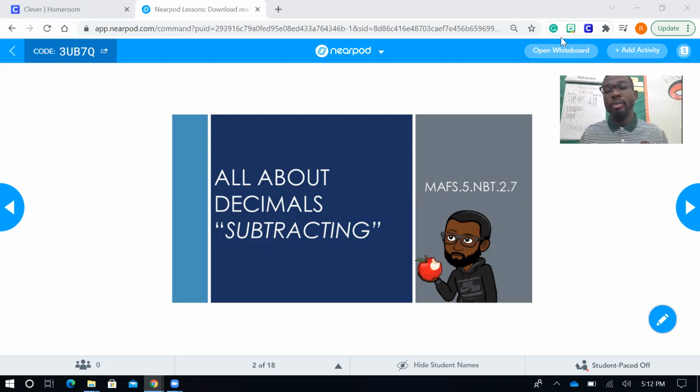We are going to be working with grade 5 standard MATH.5.NBT.2.7, which is essentially using all four operations to work with decimals. Today, we're specifically focusing on subtracting decimals.